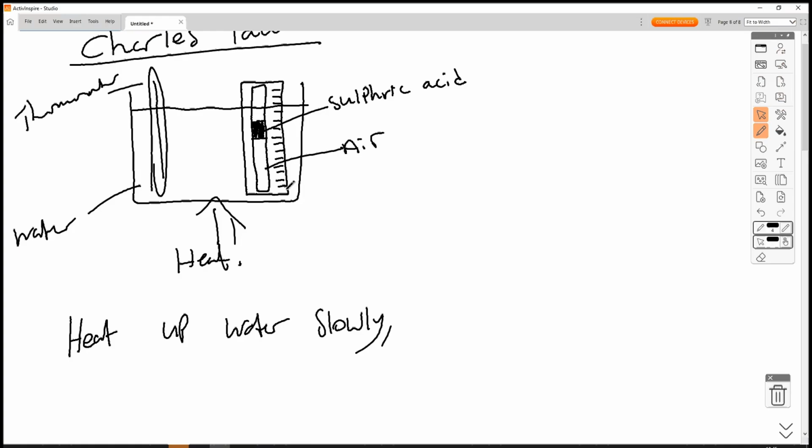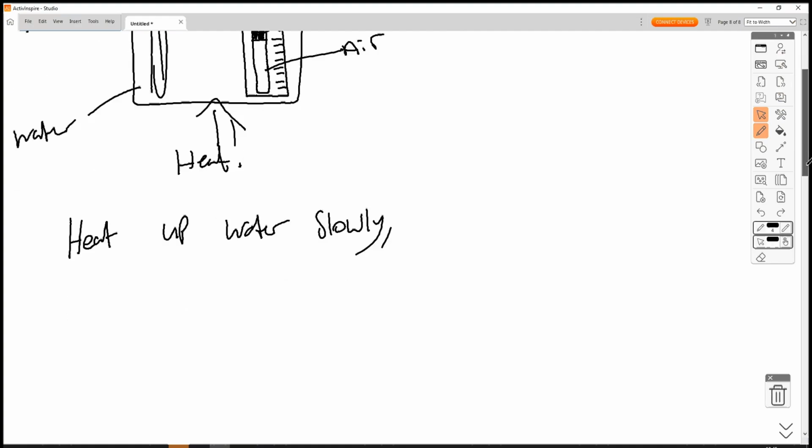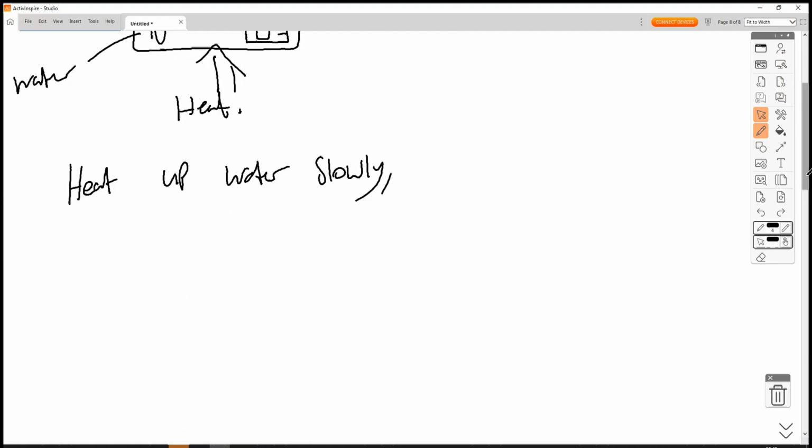And then by measuring the height of the air, or where the sulfuric acid is, we can measure the volume of that air in the capillary tube. So we heat up the water slowly, we measure volume and temperature. So measure V and T to obtain a set of results.